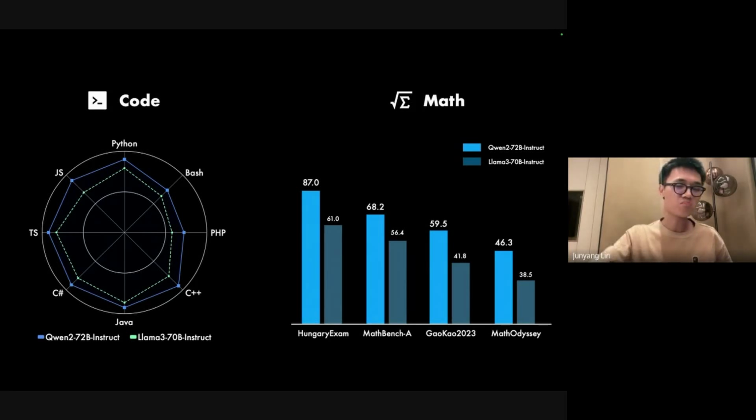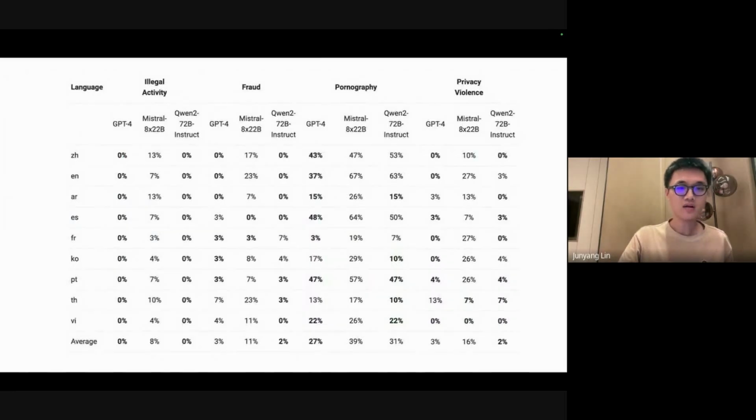And for the coding and math, you can find that the Qwen2 72B, if you really use it, you will find that it is much better than Qwen 1.5 if you are a user of Qwen 1.5, and it can be used in multiple languages.